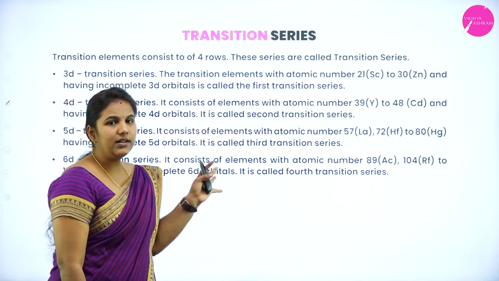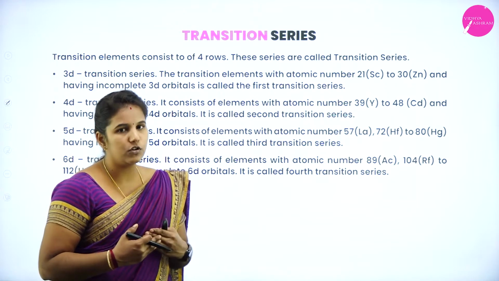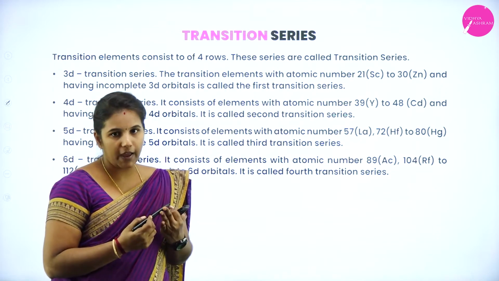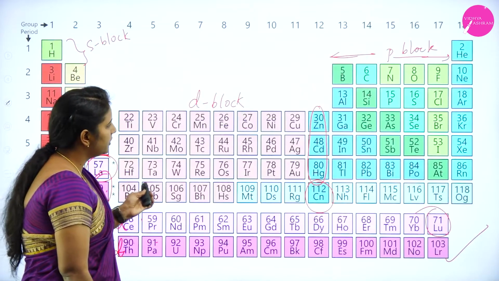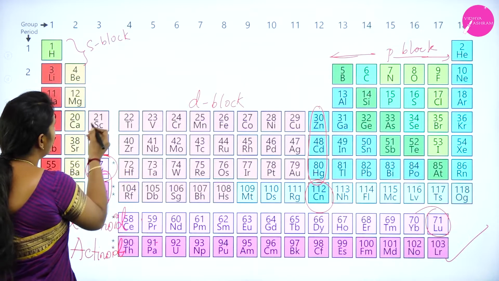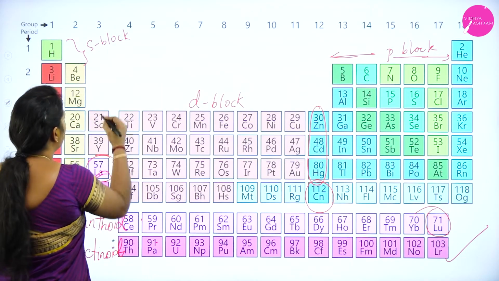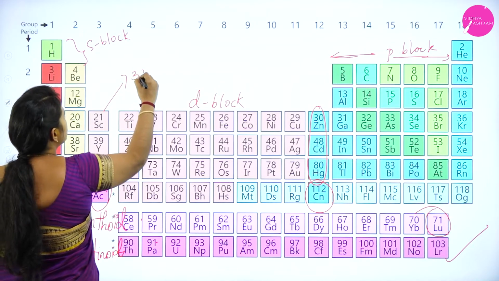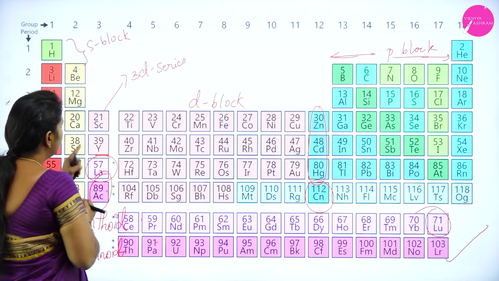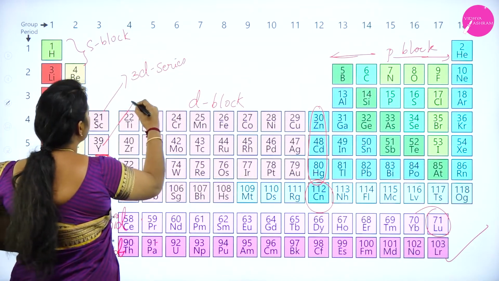Next, the transition series is further divided into 4 series. They are referred to as the 3D series, 4D series and 5D series. Again we will go back to the periodic table to understand this. The first series, from atomic number 21 to 30, is known as what? 3D series. Similarly, atomic number 39 to 48 is known as what?